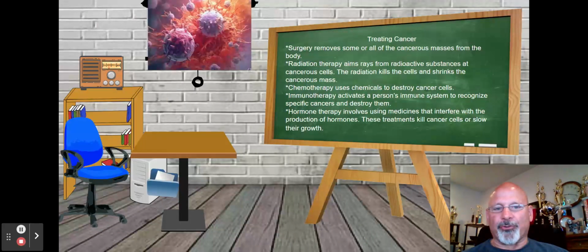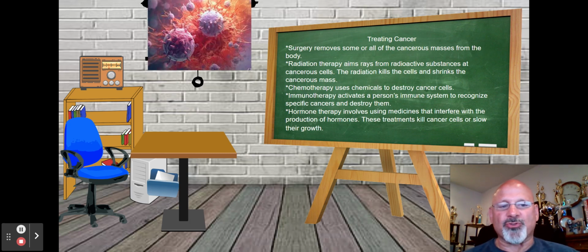Ways to treat cancer: surgery removes some or all the cancerous masses from the body. Radiation therapy aims rays of radioactive substances at cancerous cells. The radiation kills the cells and shrinks the cancer mass. Chemotherapy uses chemicals to destroy cancer cells. Immunotherapy activates a person's immune system to recognize specific cancers and destroy them. Hormone therapy involves using medicines that interfere with the production of hormones. These treatments kill cancer cells or slow their growth.